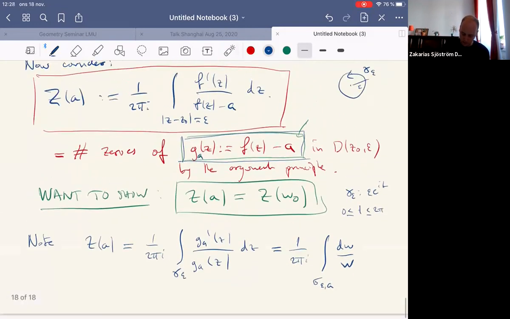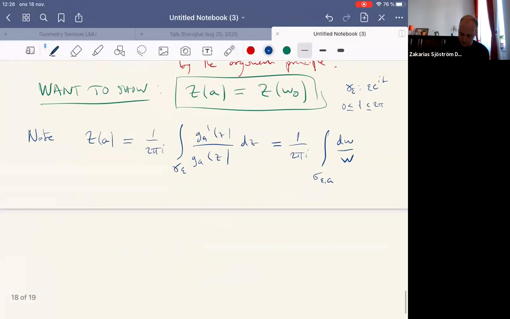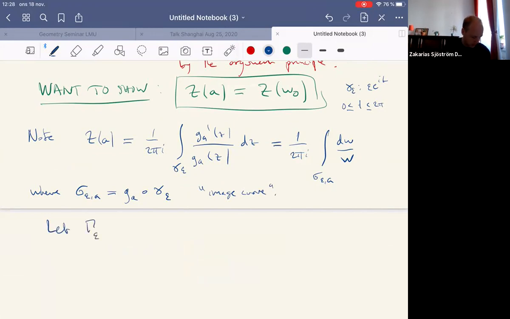So this is what we did some lectures ago, when we were talking about the argument principle. So this sigma epsilon A is a so-called image curve. It's G_A composed with gamma epsilon. Remember this from a few lectures ago. And then we can also look at another image curve, which is just F composed with gamma epsilon.